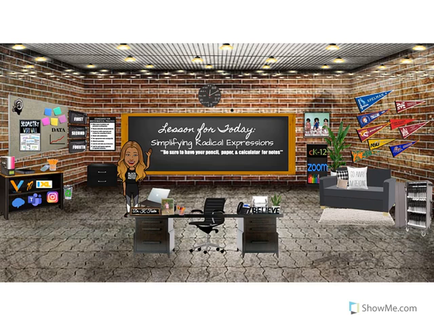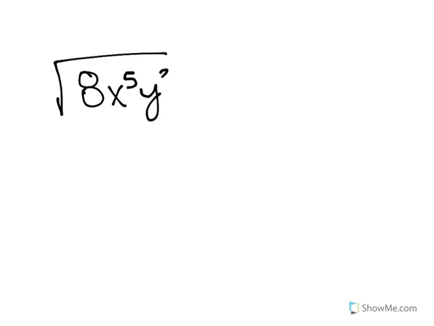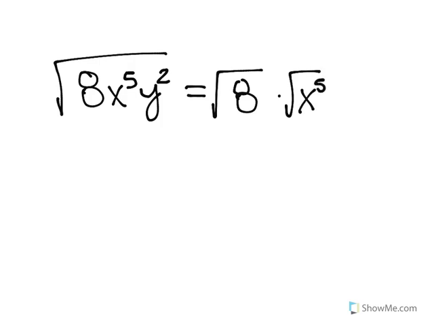Okay, so I'm going to do a quick review of simplifying radical expressions, just very quickly to help some people out. I'll do kind of a challenge one. So let's say I have the square root of 8x to the 5th power y squared. So the first thing that you want to do again is break up your radical. You want to separate the variables from the constant terms.